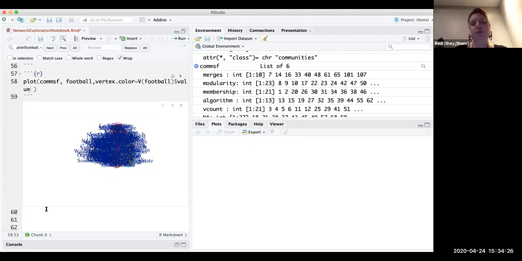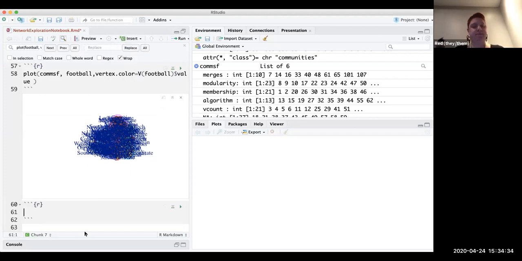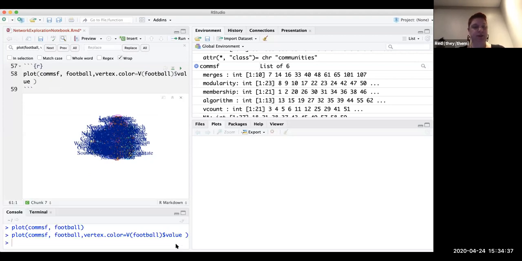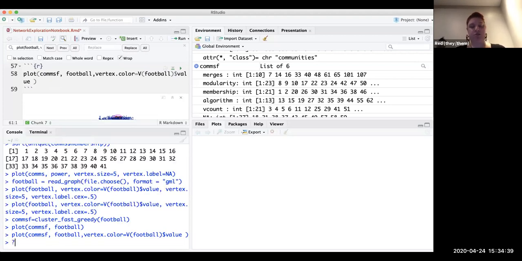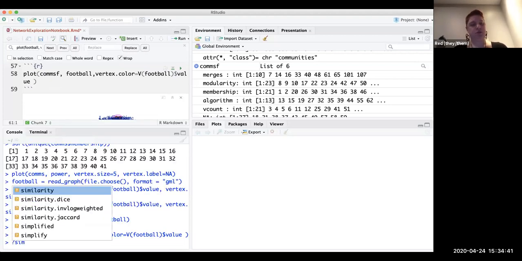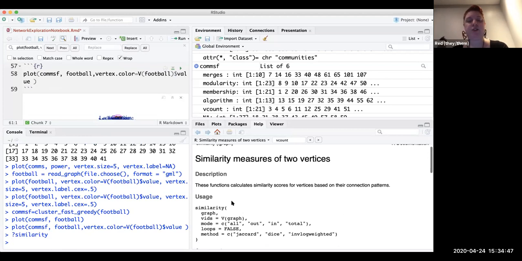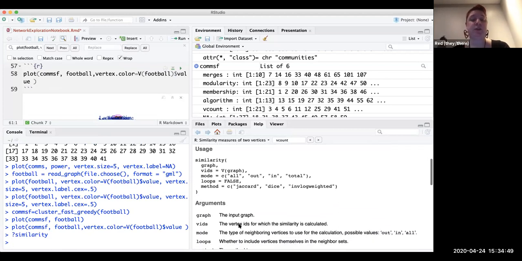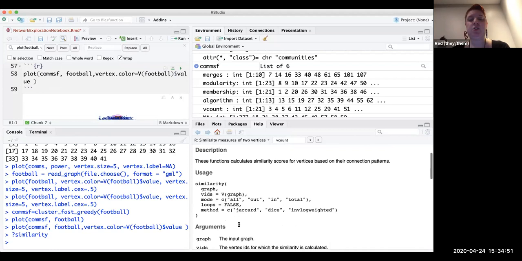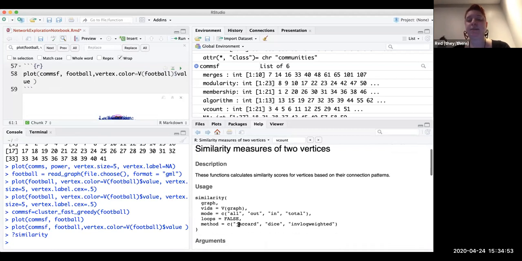Okay. Now the final thing that we haven't done is we haven't talked about how to do similarity scores. So let's do that. Go back to my console. So similarity measures the similarity between two vertices or two sets of vertices.